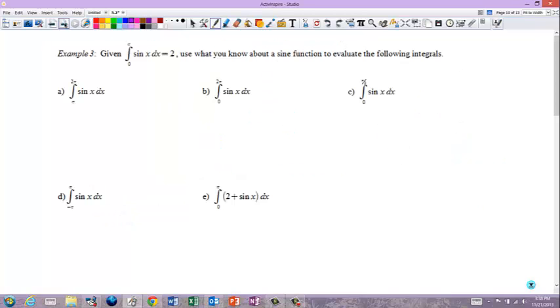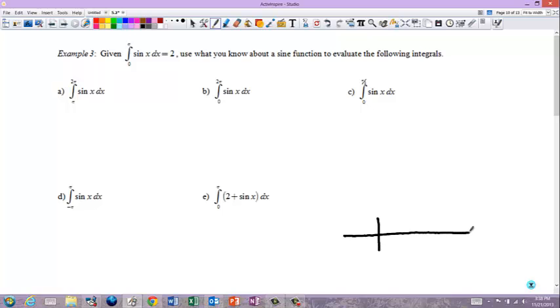It says given the integral from 0 to pi of sine of x dx equals 2, use what you know about a sine function to evaluate the following integrals. So let's do a little sketch of our sine graph. We know sine starts at zero, and we're going to pi. Well, there's pi over 2, pi. Yeah, let's start over and draw it down here where we can see the whole thing.